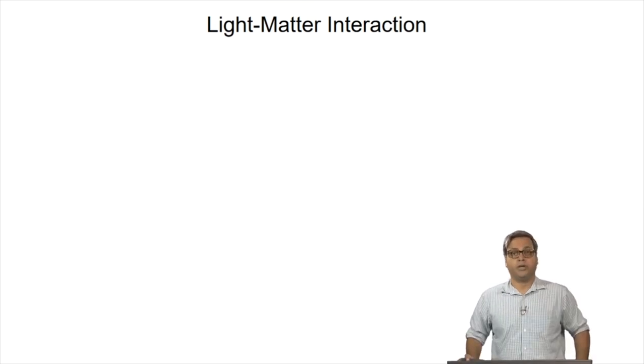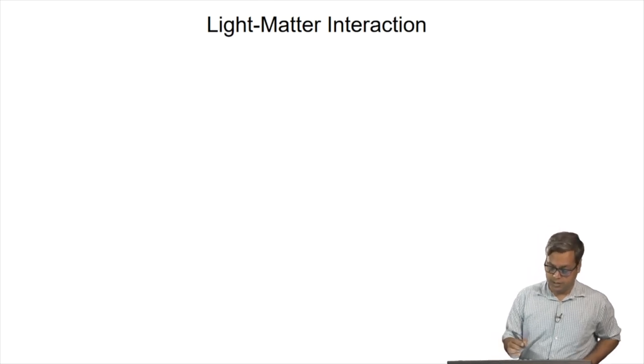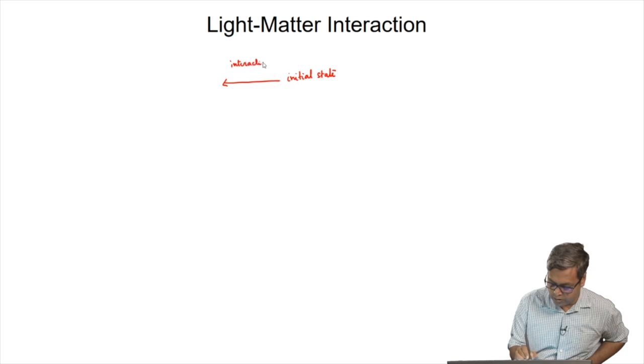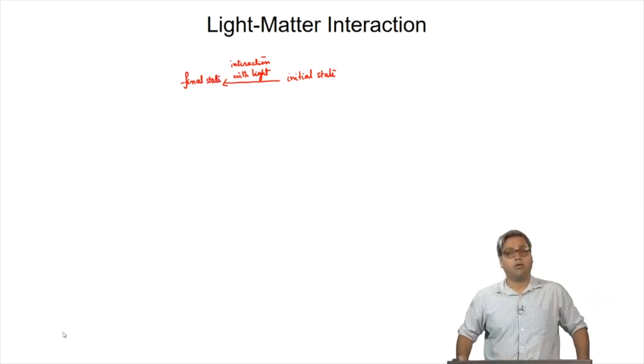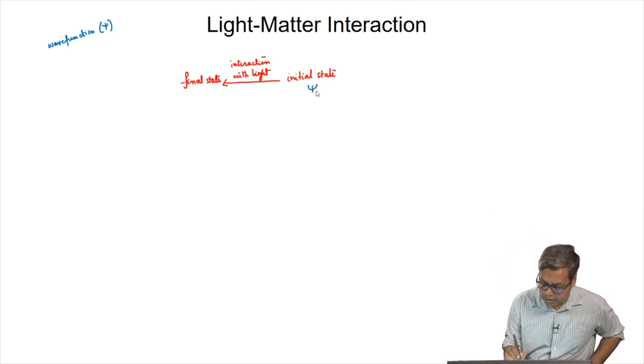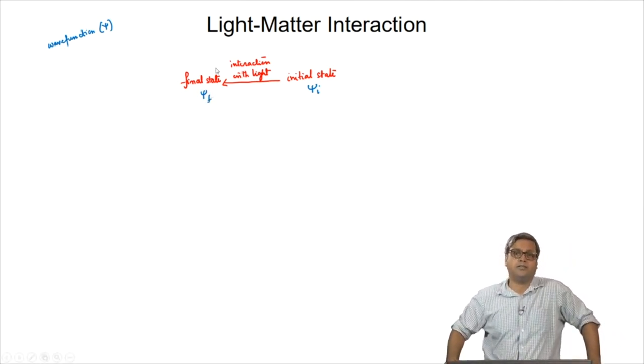processes can take place. A spectroscopic process can be represented as there is an initial state and the initial state interacts with light. So, we have interaction with light and there is a final state. According to quantum mechanics, the states can be represented by a wave function psi. So, let psi i and psi f be the wave functions of the initial and the final states respectively.